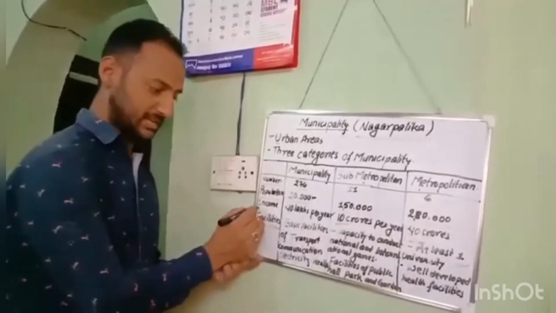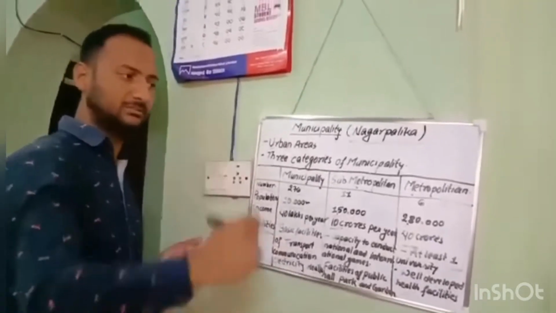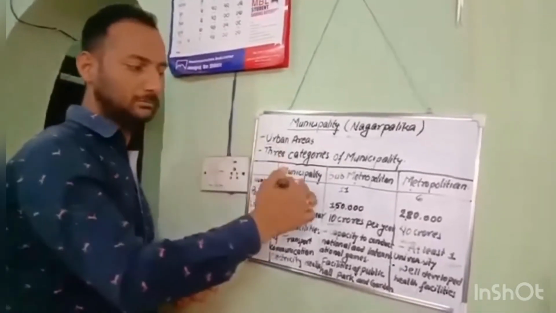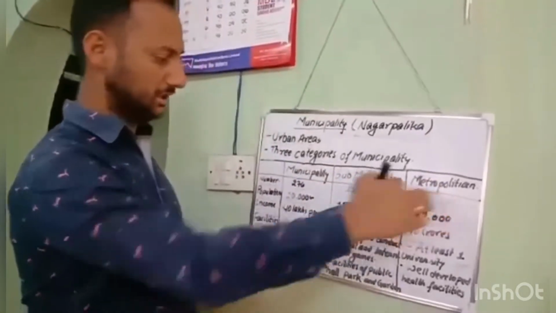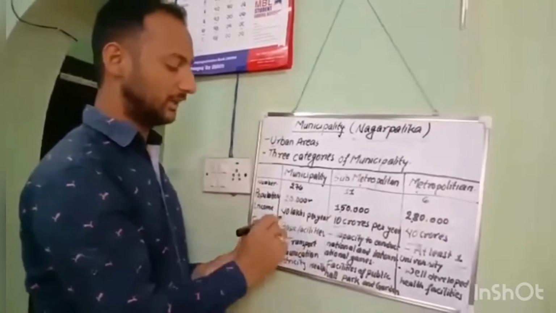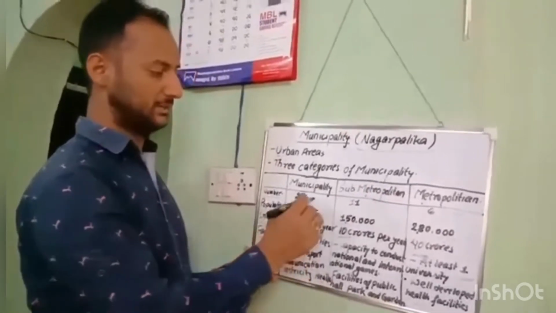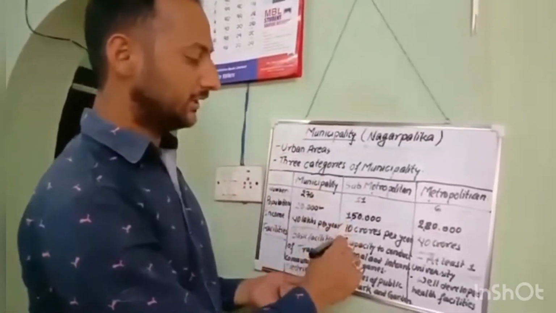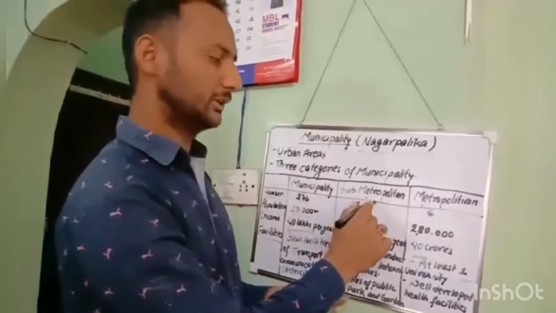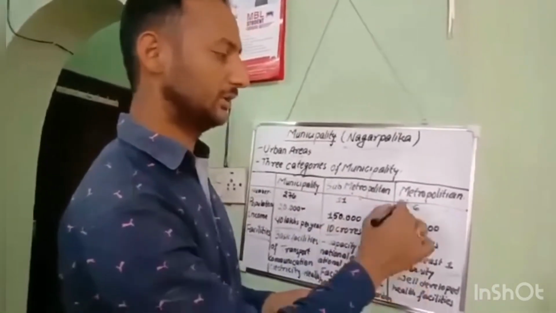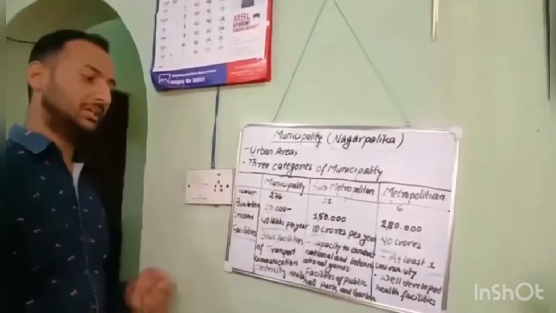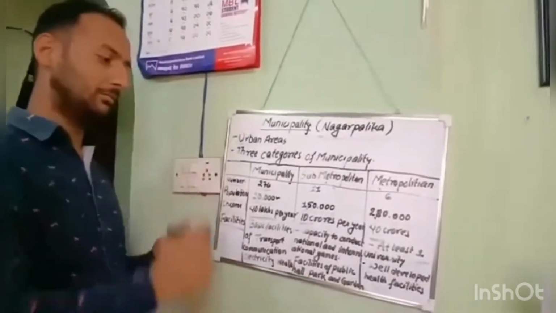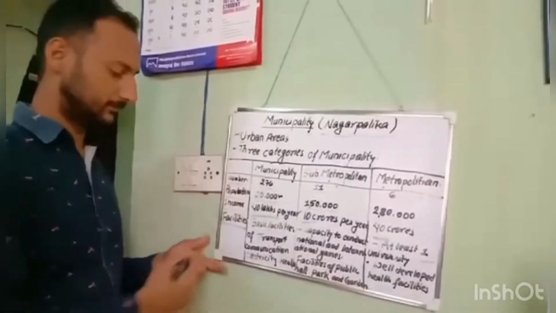If we look at the income of these three, municipality, sub-metropolitan city and metropolitan city, it is also different. 40 lakh per year is for the municipality, 10 crore per year is for the sub-metropolitan city and 40 crore per year is for the metropolitan city. This is the minimum income. It may be more than this.